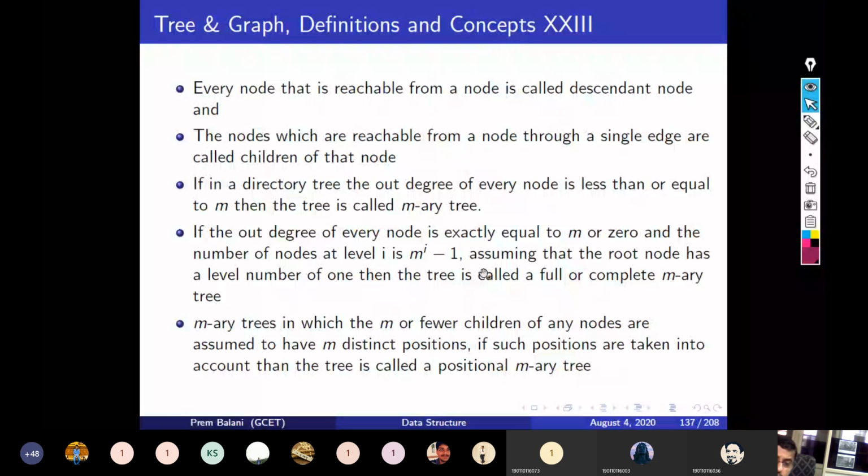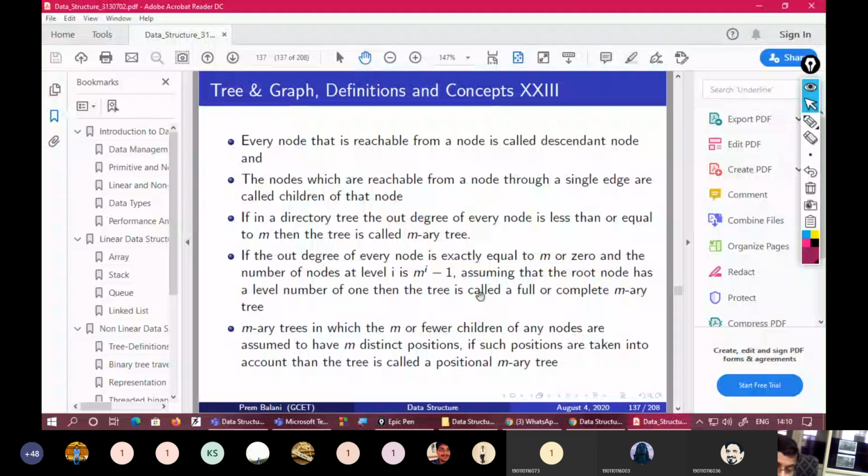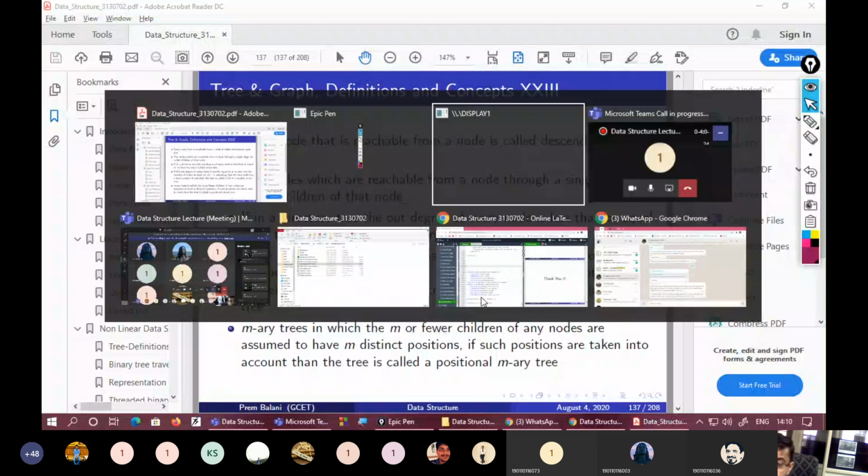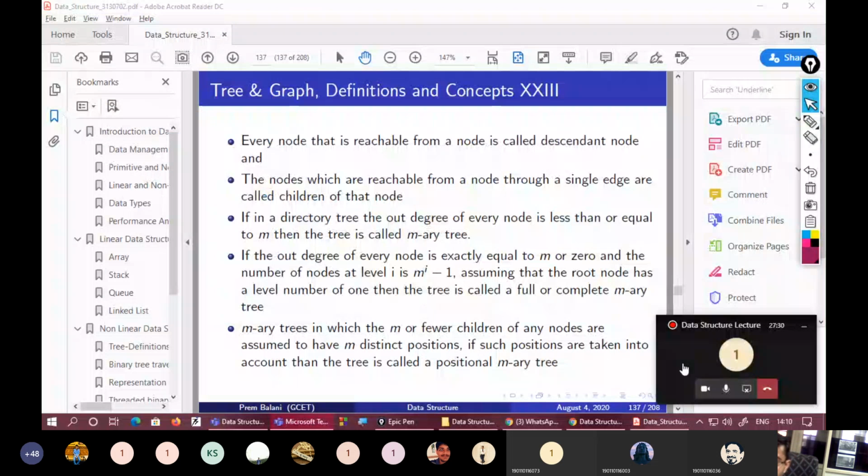So now there are still many more definitions. Let me see the time. Okay, still we have time. It's just 2:10. Let me take 5 minutes, then we will complete the lecture.